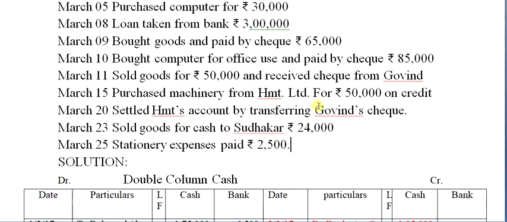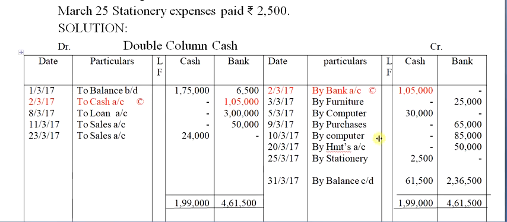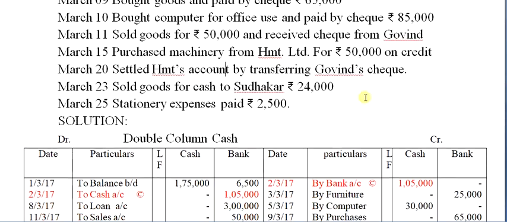So we have received Govind a check of rupees, how much is it? 50,000. The same 50,000 we are transferring to which account? HMT's account. So it decreases our bank balance. That should be taken under which side? Credit side. On 20th 3 2017 by HMT's account, how much check are we issuing? 50,000. Our bank balance reduces, how much does it reduce? 50,000 here. Next point, March 23rd, sold goods for cash to Sudhakar rupees 24,000.